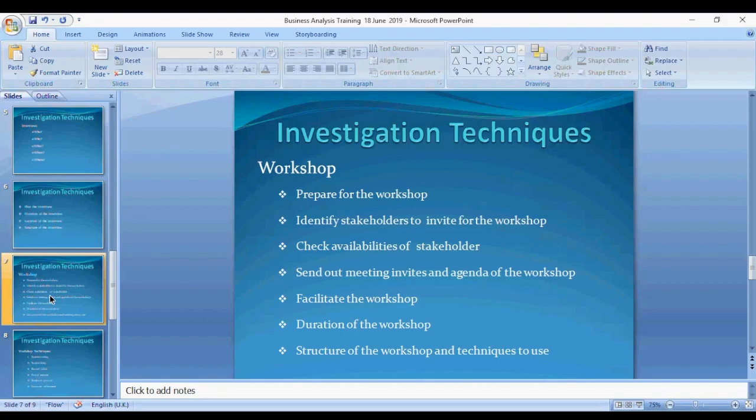How will it sound? Not professional. No, not good. So that's why I will advise that you make sure you get a venue first before sending out. Then you can include the location of the meeting, of the workshop, in the meeting invite that you're going to send out. I think it's professional to do it that way.